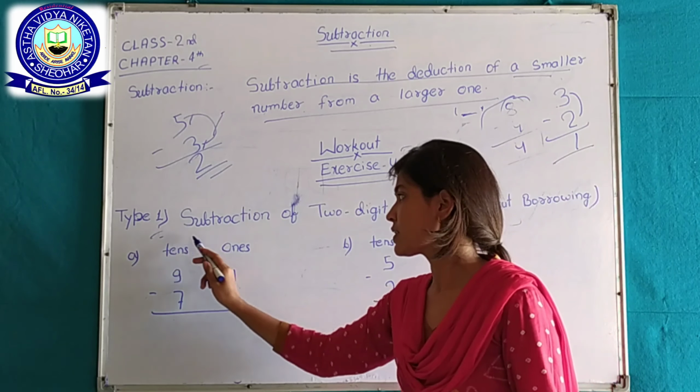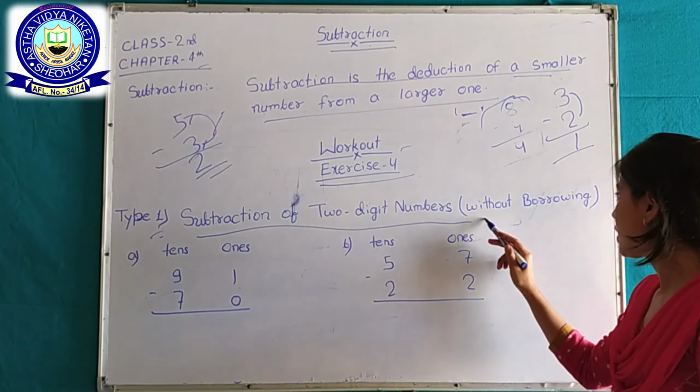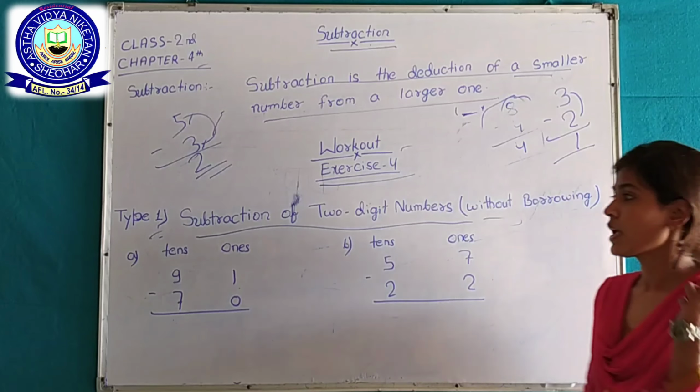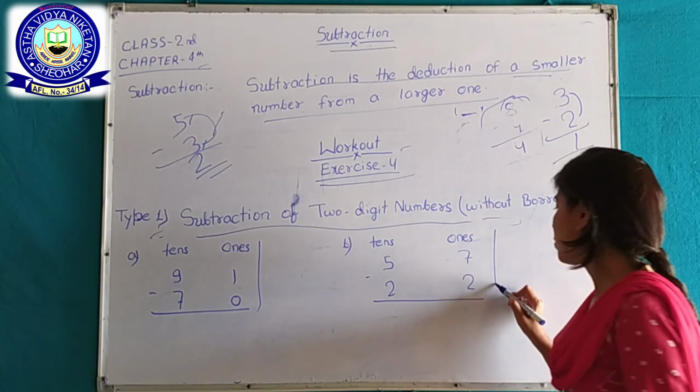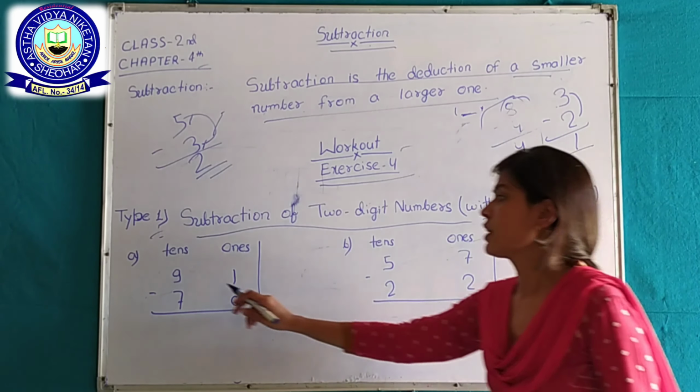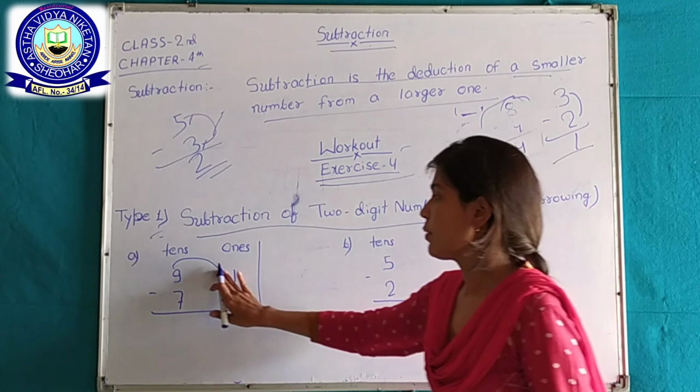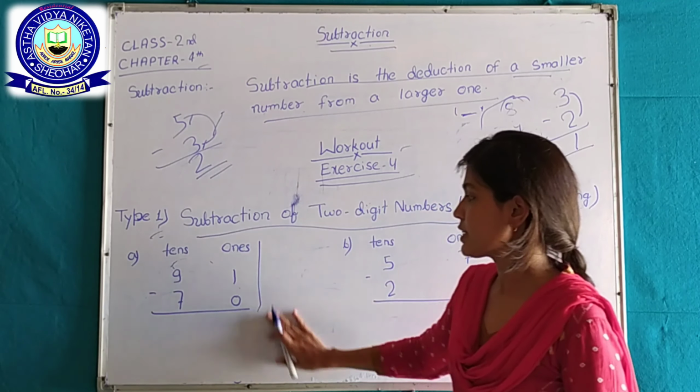Here is your type 1 question. Subtraction of 2-digit numbers without borrowing. And in this type, we have to subtract these numbers without borrowing, बिना borrow किए भी, बिना हासिल लिए भी हमें क्या करना है, इसे subtract करना है.